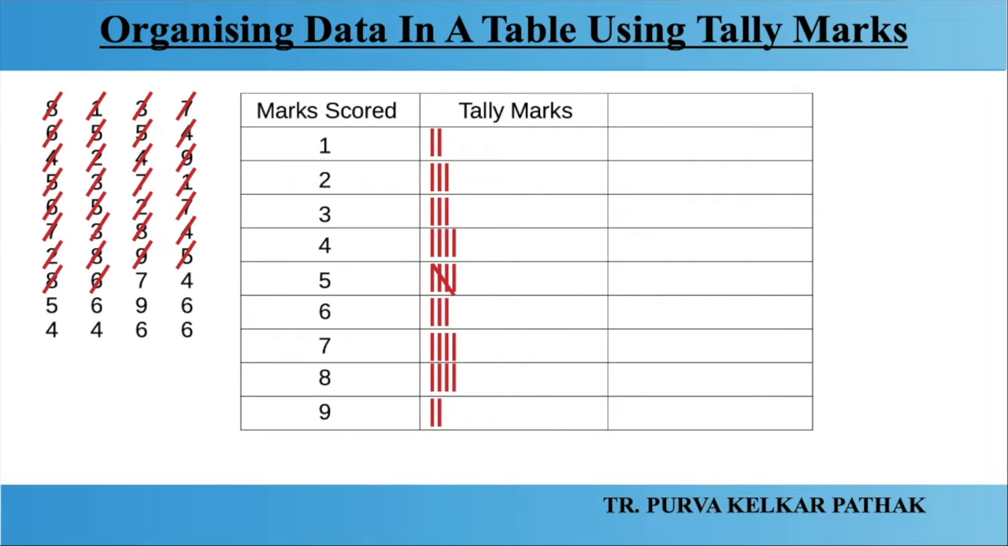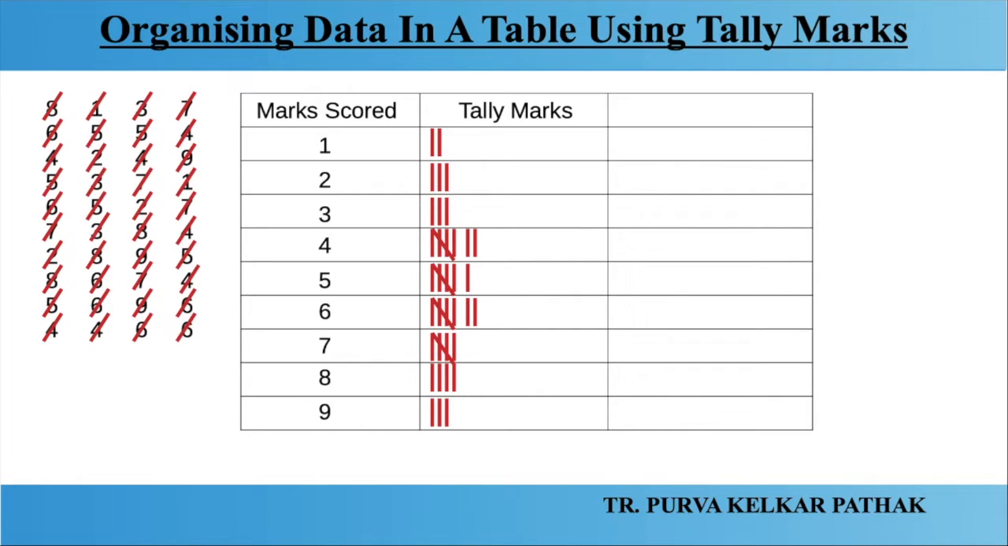6, 7. Here also, as you can see, the fifth tally mark against 7 is marked as a cross along the first 4 tally marks. The next score is 4, 5, 6, 4, 4, 6 and 6.